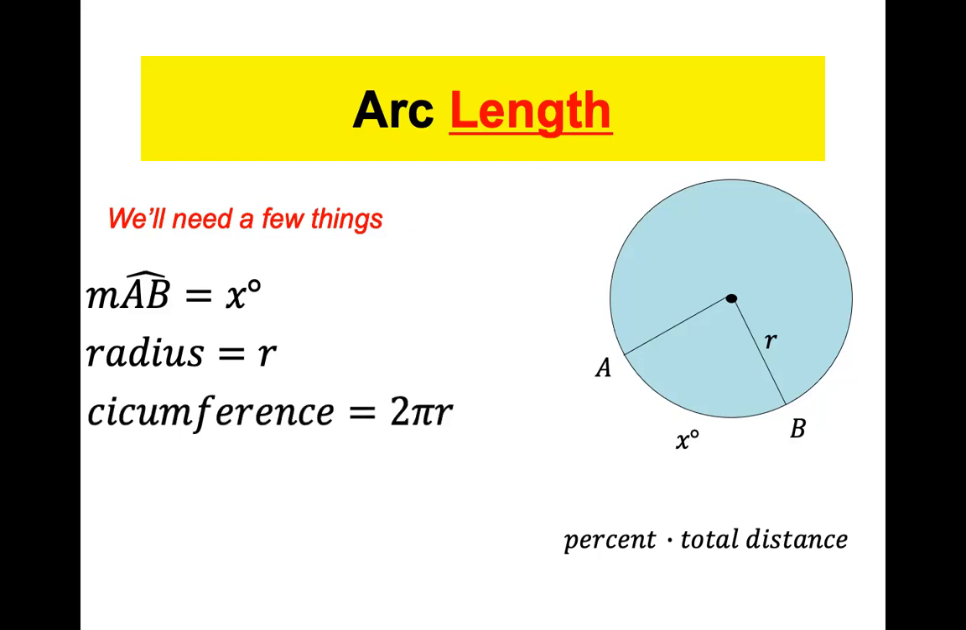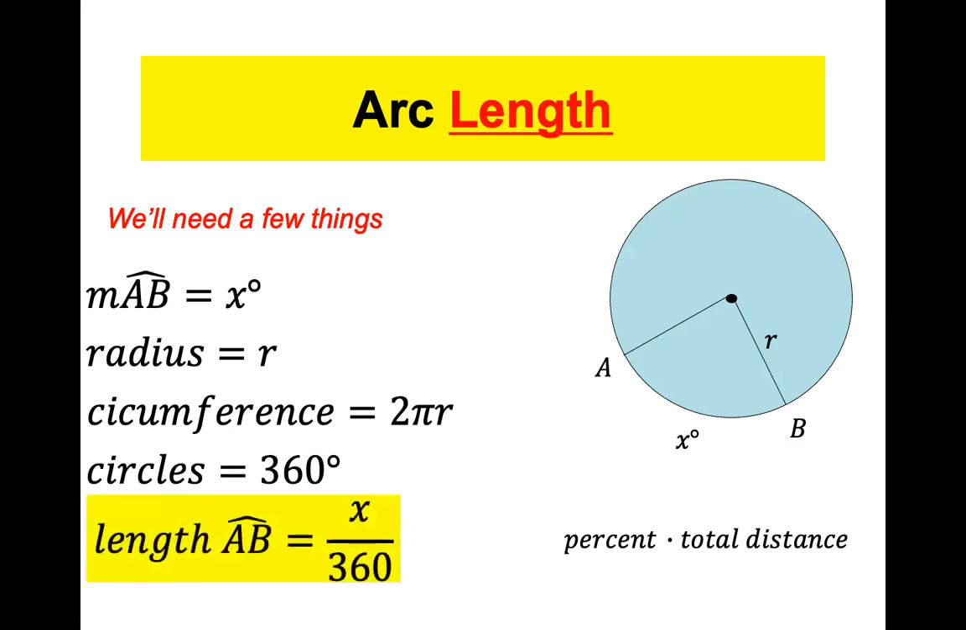So that's what's going to get us to the formula for arc length. We're going to take the percent of the circle that's described by the arc and multiply it by the circumference. That's the whole formula. And it's going to look like this. All circles have 360 degrees. The percent of the circle would be the central angle, that would be the x, divided by 360. That's going to give you a percent.